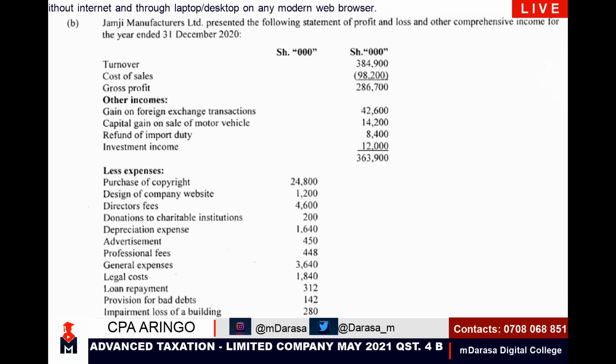We do have less expenses. In our expenses here, we are given the following. Number 1, purchase of copyrights. Purchase of copyright, always take that as non-taxable income. That's a capital expenditure.